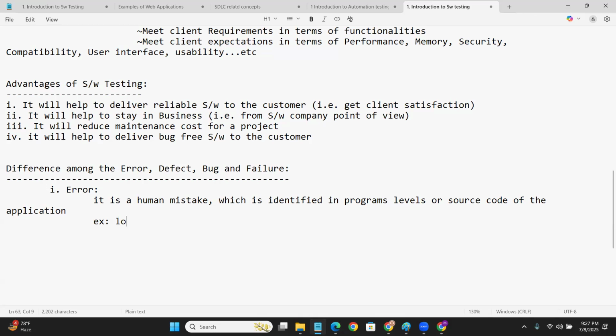Examples are a logical error and a syntax error. So what is the difference here? Let me explain with an example. This is the actual requirement which I have: A plus B multiplied with C.